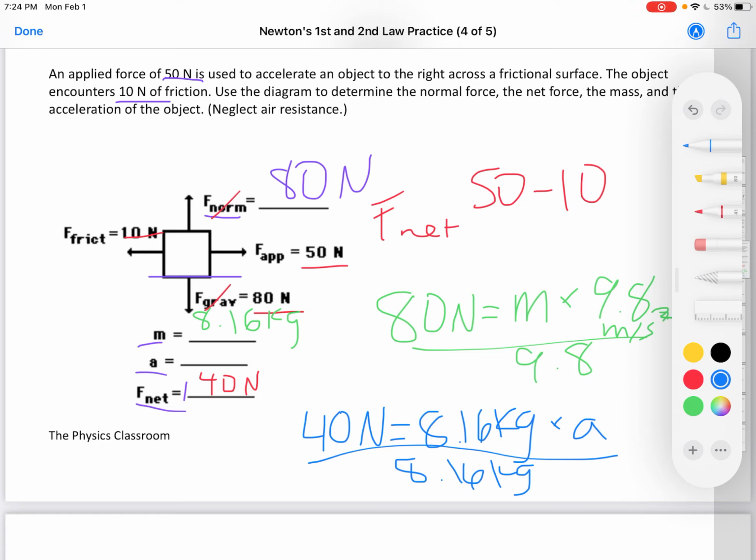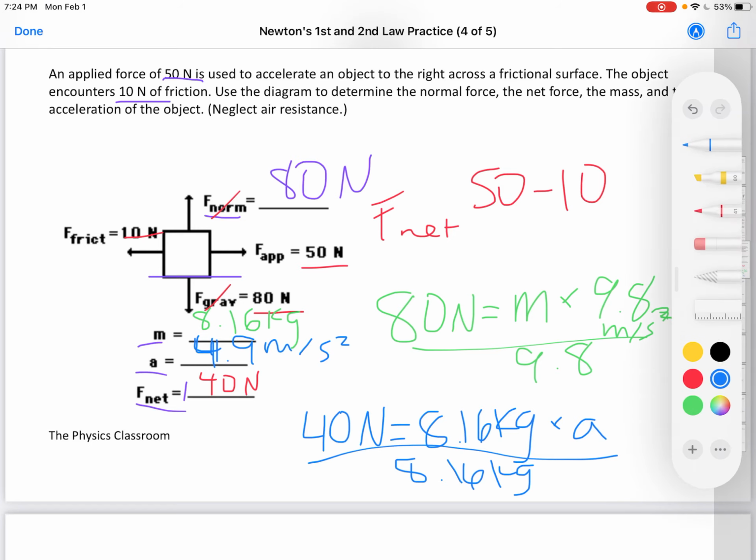And we're going to end up with an acceleration of 4. Oh my gosh, it's supposed to be 4.9 meters per second squared is our unit there. Okay. All right.